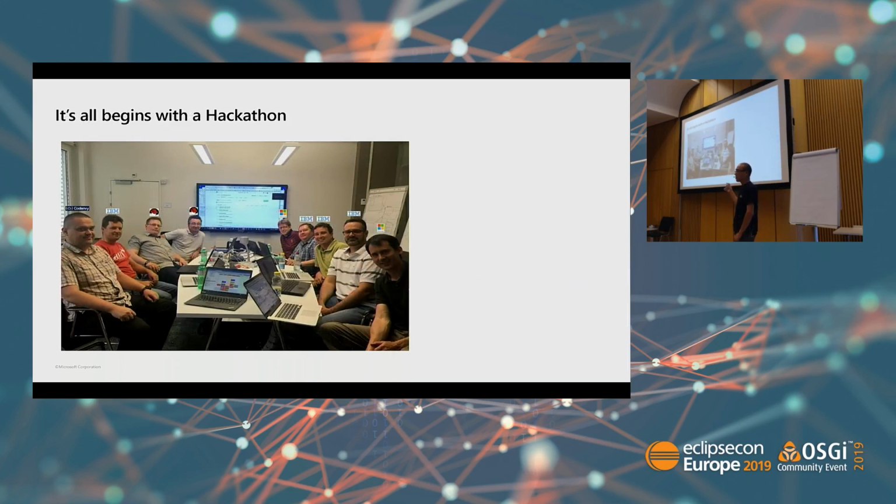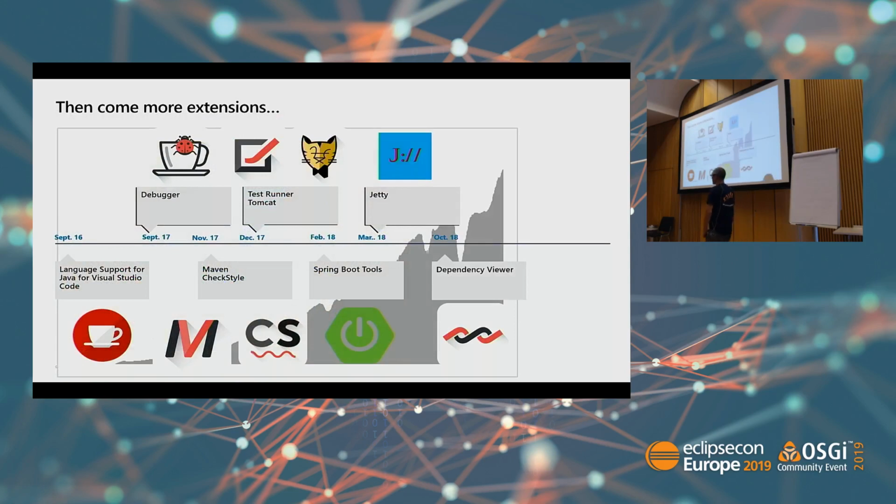There was a hackathon 3 years ago in Zurich, in one of the Microsoft offices. You see there are people from Red Hat, people from IBM, CodeEnvy, and Microsoft. They worked together to deliver the first version of the Java language server for VS Code. And shortly after that, I think it's end of September 2016, the Java language support for VS Code got released. Red Hat was the main team behind this project, and they have been improving it all along the road.